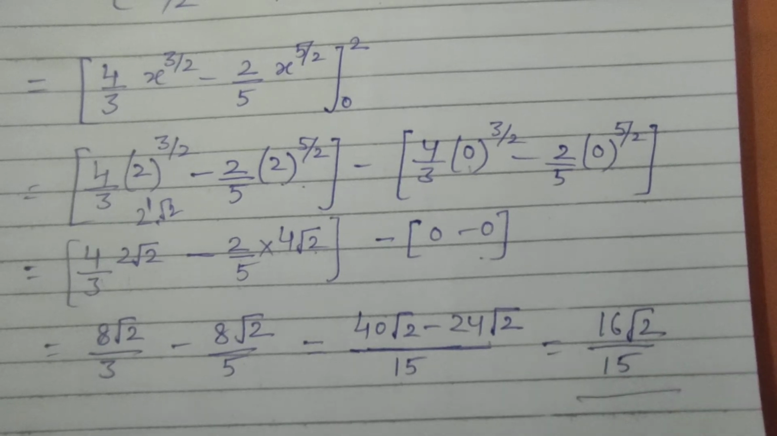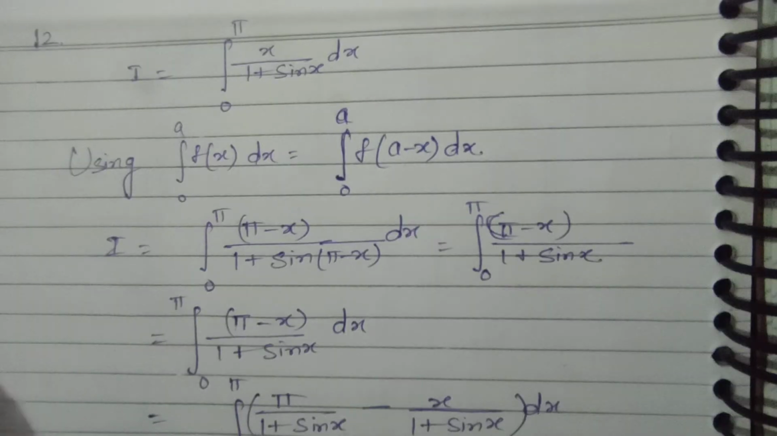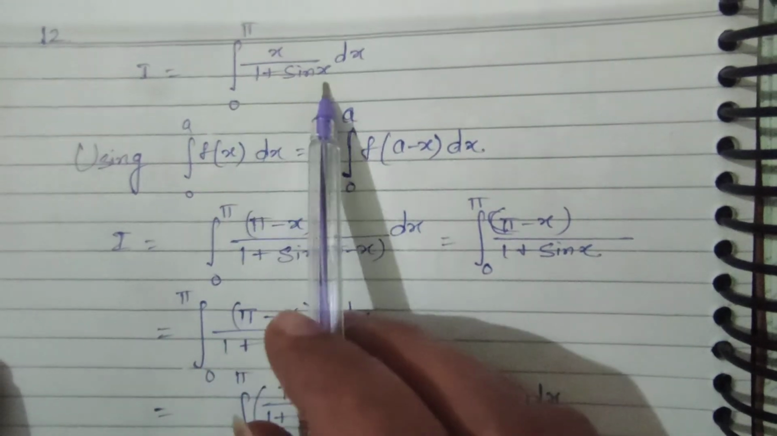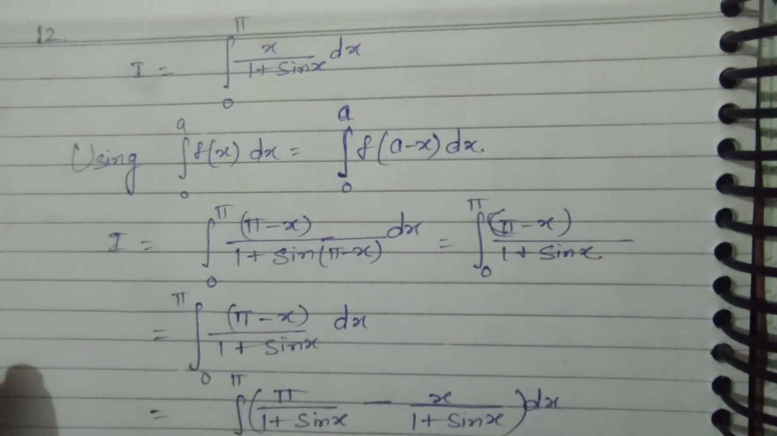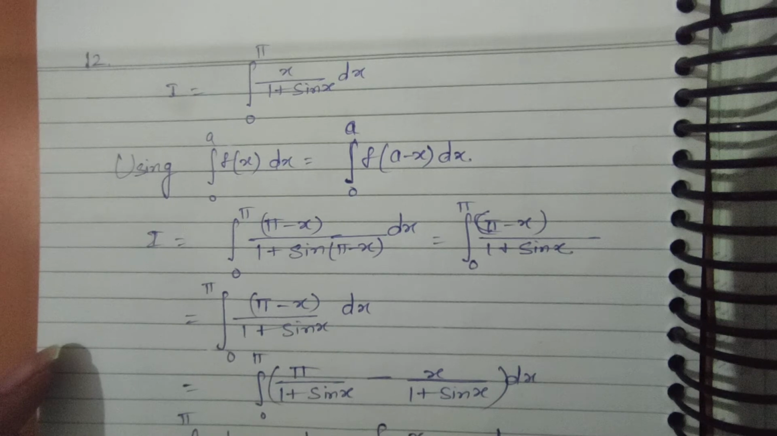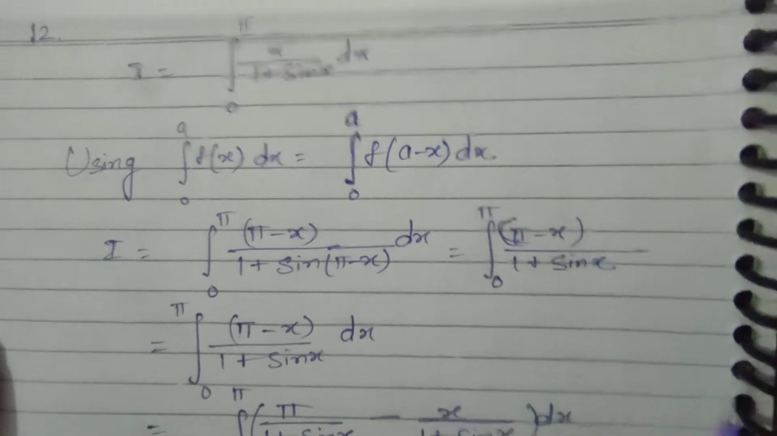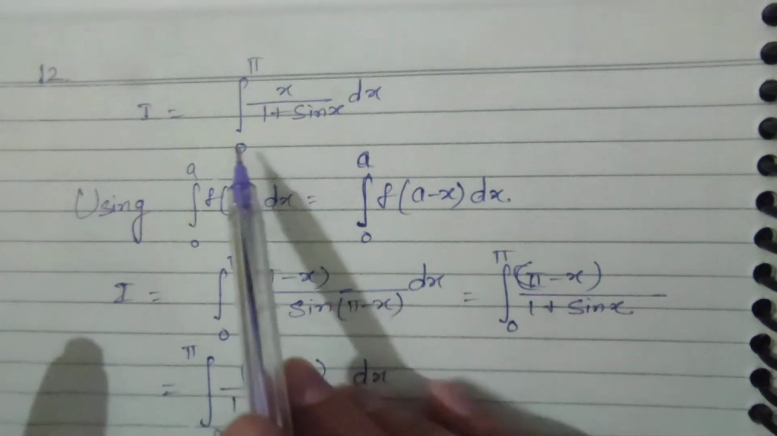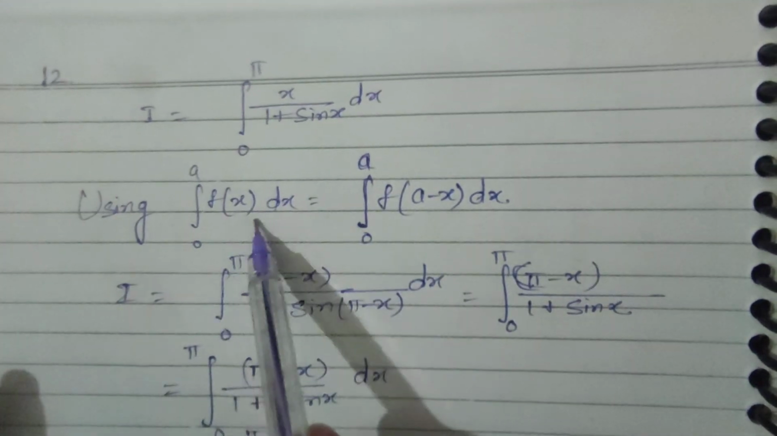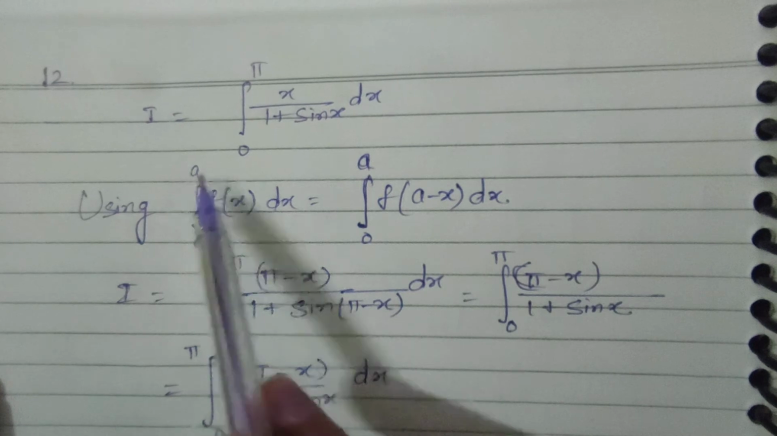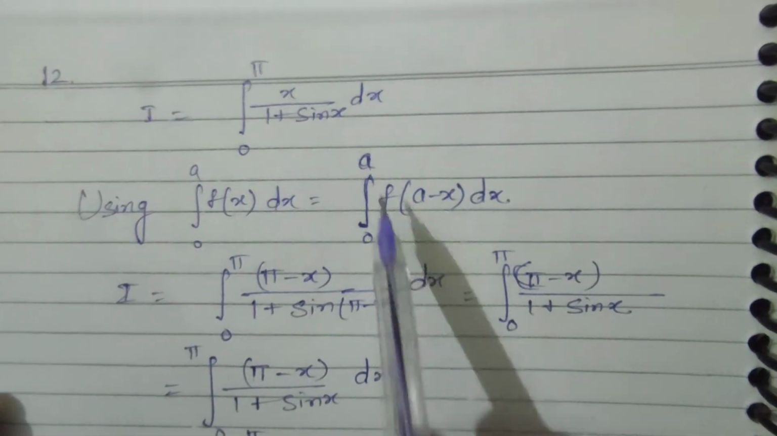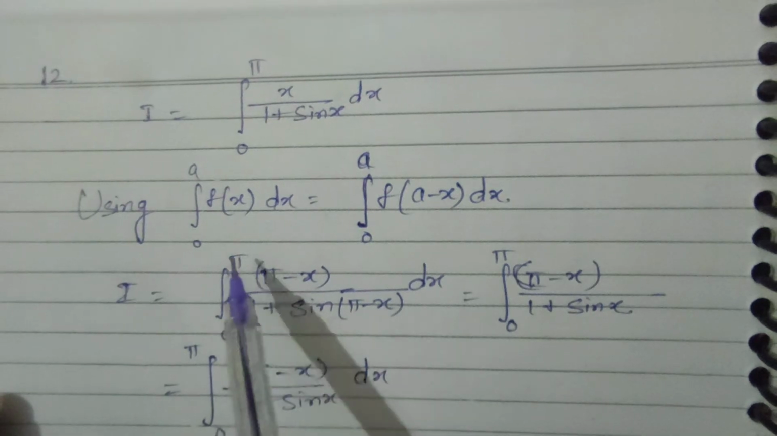This is the answer. Now come to question number 12. This is x upon 1 plus sin x. We have to find the integration of this and the limit is 0 to pi. So here we will use the same property, 0 to a f(x) dx. Then we will replace x by a minus x. The limit is 0 to a, here it is 0 to pi.